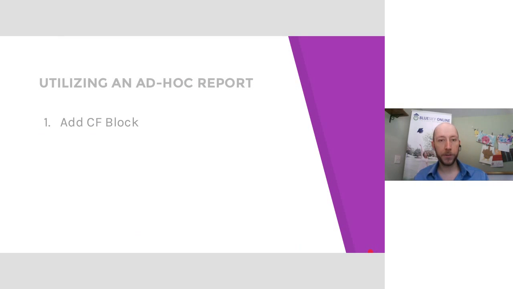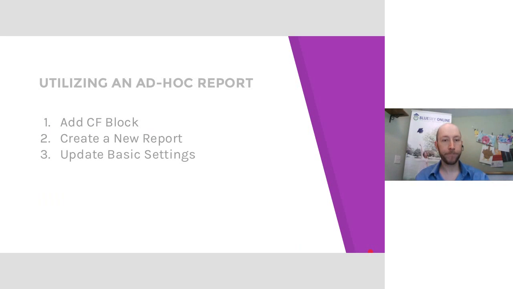So how does it work to utilize an ad hoc report? If you have not already added it, I would encourage you in a test site to add the configurable reports block so you can become more familiar with that, and just make sure that that works in your site configurations. Once you add a new report, then you can update the basic settings, provide a title, and add a query. You could go to the ad hoc page and find one of those.